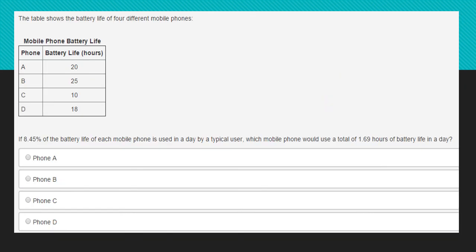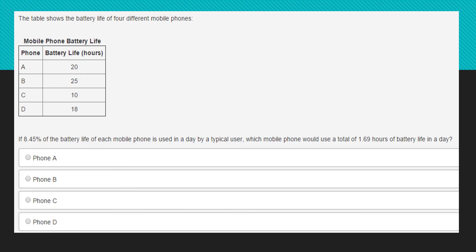Okay, this is a great question. This one says, the table shows the battery life of 4 different mobile phones, or cell phones, phone A, B, C, and D, and it tells you the battery life. If 8.45% of the battery life of each phone is used in a day by a typical user, which mobile phone would use a total of 1.69 hours? So there's a decent amount of things going on here.